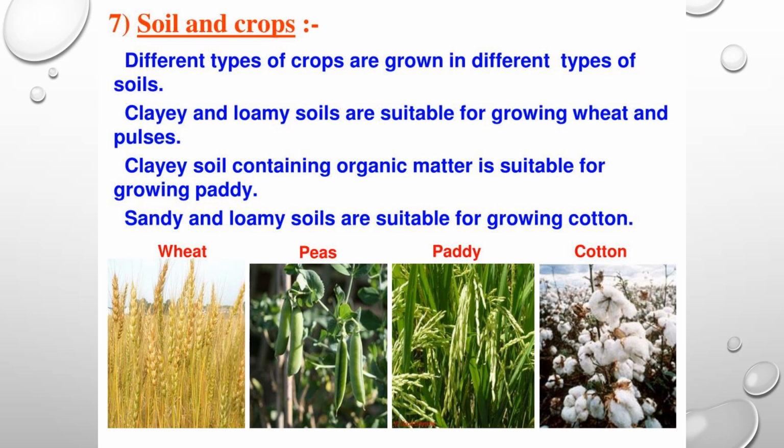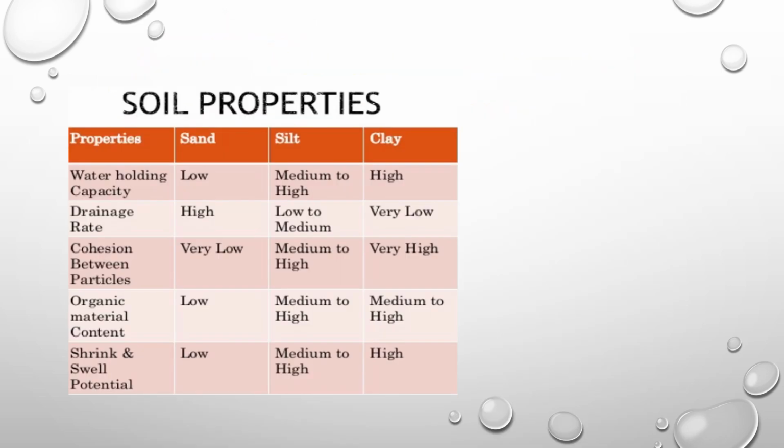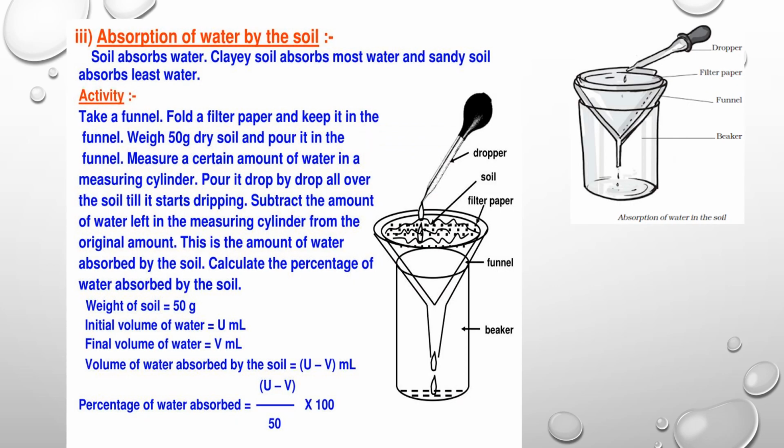So in this heading, soil and crop, we are learning about what are the examples, then what is fallow land, crop rotation, multiple cropping. Okay, then about the soil properties. As I said, water holding capacity, drainage rate, the percolation rate, cohesion between particles, organic material, and how it shrinks and swells. Right?